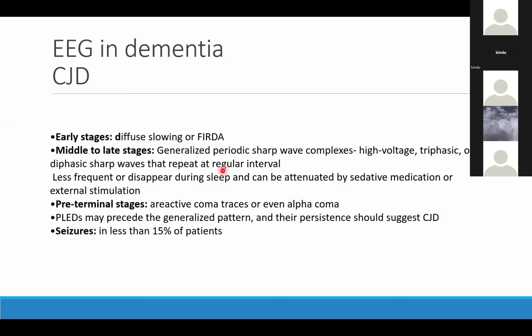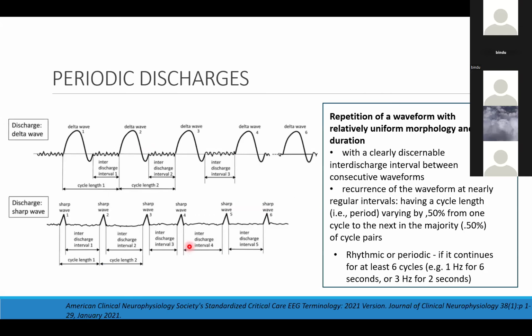The prototype CJD, in early stages, can show diffuse slowing or frontal intermittent rhythmic delta activity. In the mid to late stages, they can have the characteristic generalized periodic sharp wave complexes, which are high voltage triphasic or diphasic sharp waves that repeat at irregular intervals. In the later stages, patients can go into coma traces or even alpha coma. Seizures are present in less than 15% of patients.